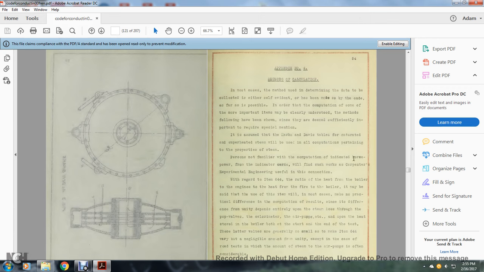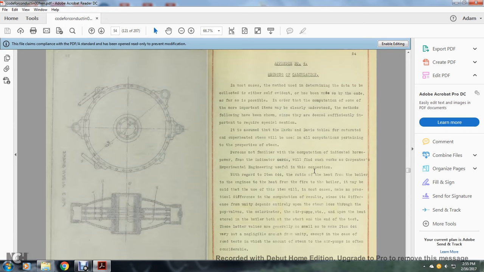Persons not familiar with the computation of indicated horsepower from the indicator cards would find such works as Carpenter's Experimental Engineering useful in this connection. With regard to item 644, the ratio of the heating of the boiler to the engine's heat from the fire through the boiler, it may be said that usually the item will, in most cases, not be practically different from unity.